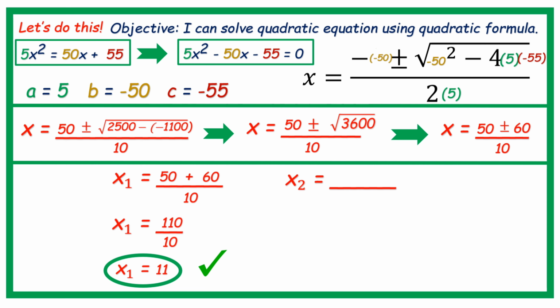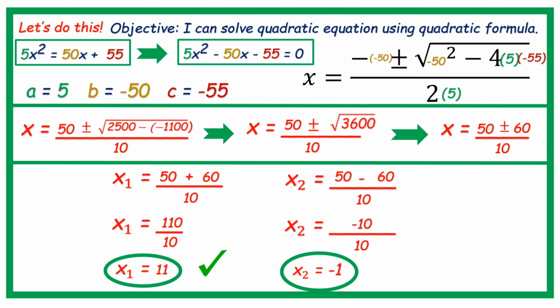x sub 2 equals 50 minus 60 divided by 10. x sub 2 equals negative 10 divided by 10. Our x sub 2 is negative 1. You got it, just like that.